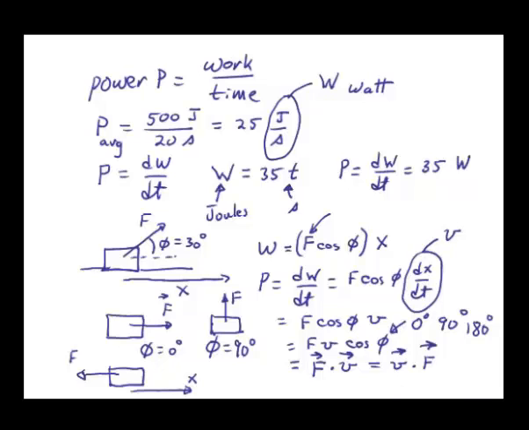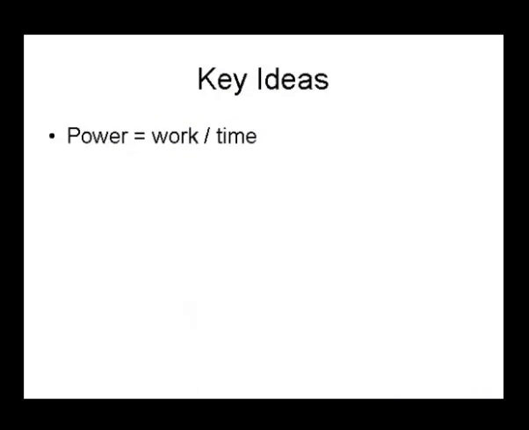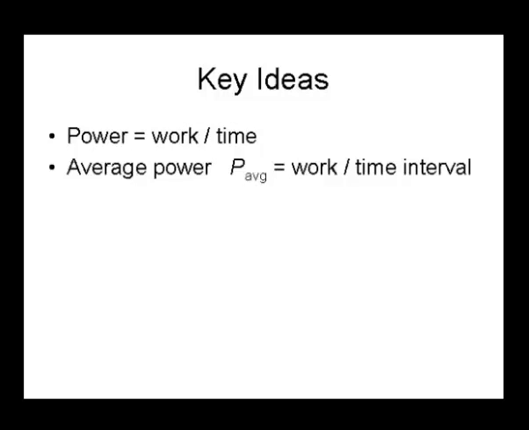Let's do a little quick summary of ideas here. Power is the ratio of work to time. Average power, you're averaging the amount of work being done over a time interval: 30 seconds, an hour, a day, something like that. But you could be worried about the power at a given instant, instantaneous power. That's the rate at which work is being done just then.